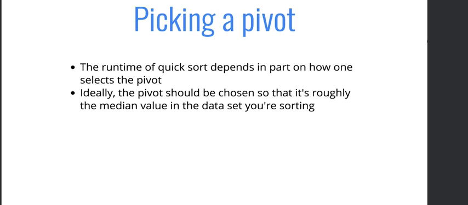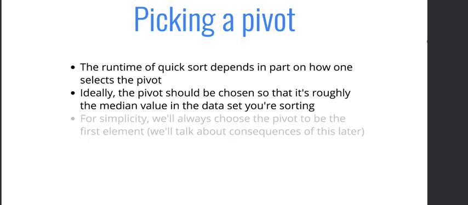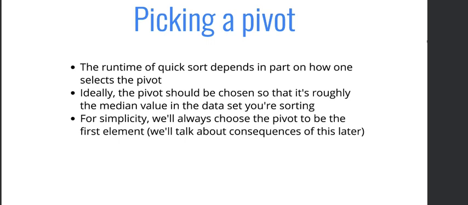So there are other strategies. You pick the first element, or the last one, or the middle, or a random element. For simplicity's sake, in this video, we're just going to always choose the pivot to be the first element. That does actually have some consequences as far as big O that we'll talk about later. But we're going to just pick the first element to make it simple.